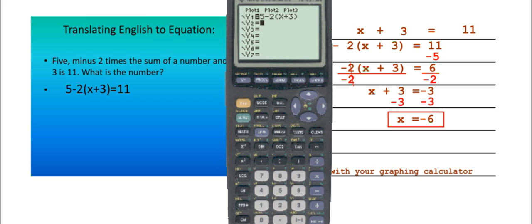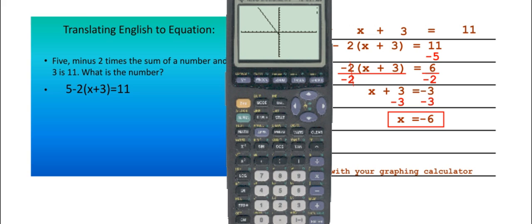So now that means we want to write in the next equation, Y2 equals 11. That's it. I'll just push down so you can see that it's there. And there we go. We want to go to zoom, middle top button of your calculator, zoom. We want to do zoom standard, option number 6.